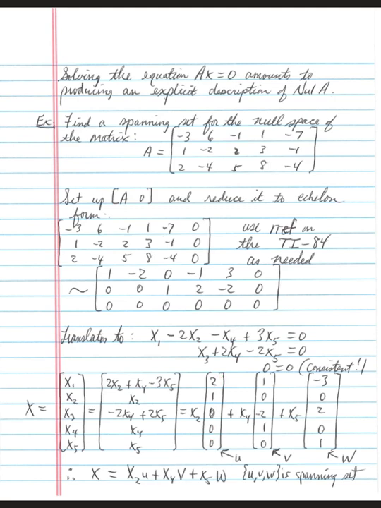If we take all 3 of these vectors, then we can write the solution vector x as x2 times u, x4 times v, x5 times w, and these 3 vectors make a spanning set for the null space because we put them equal to 0 for the matrix.